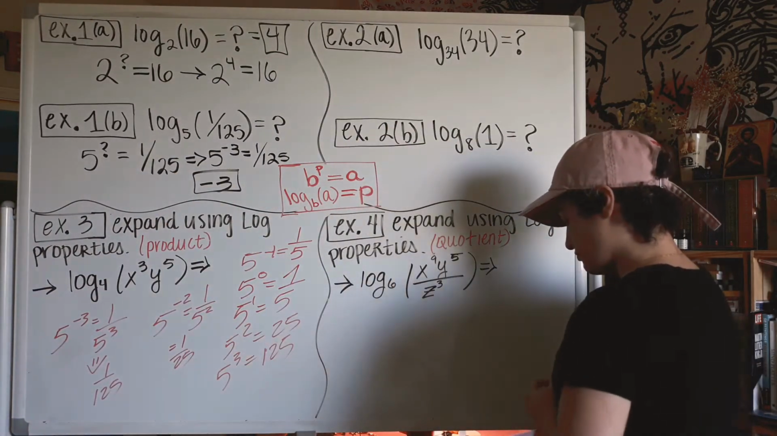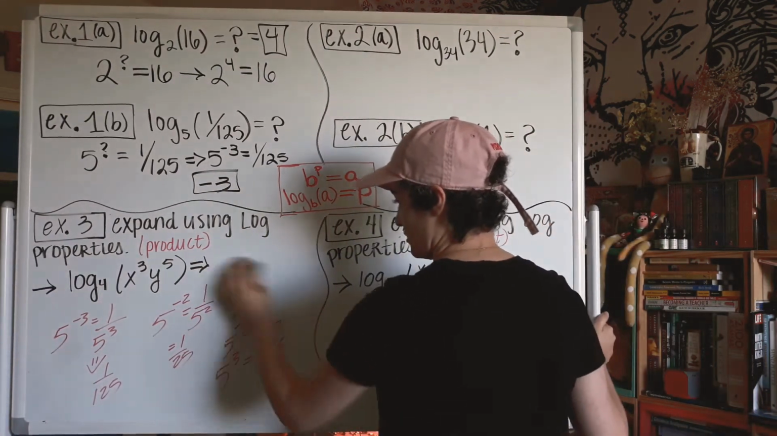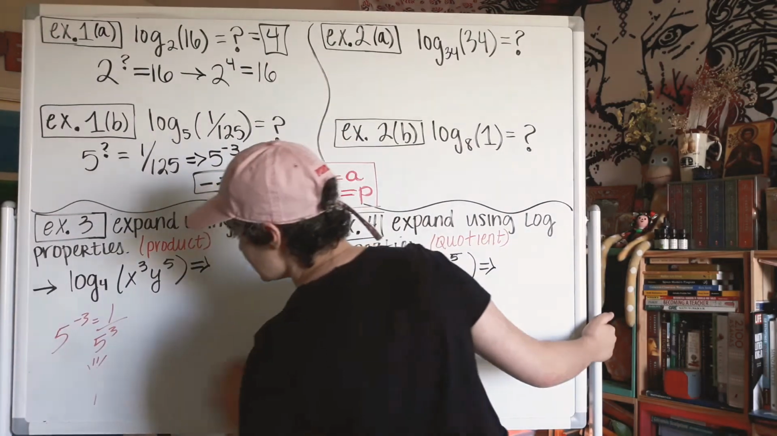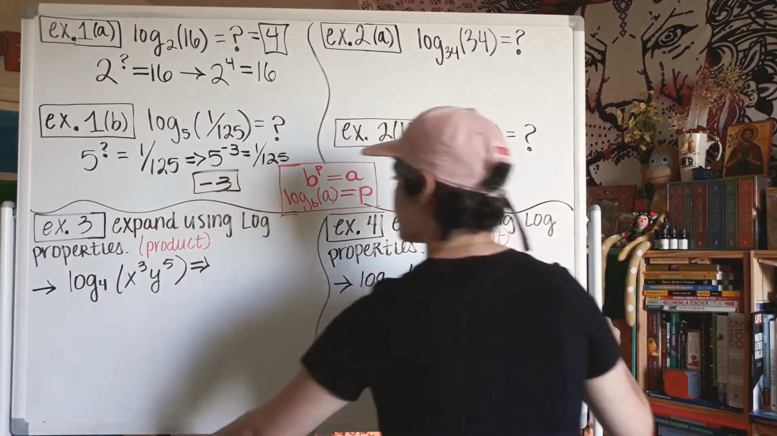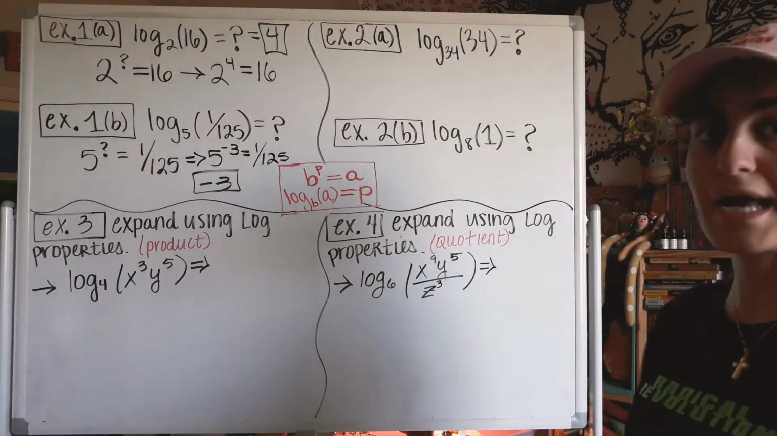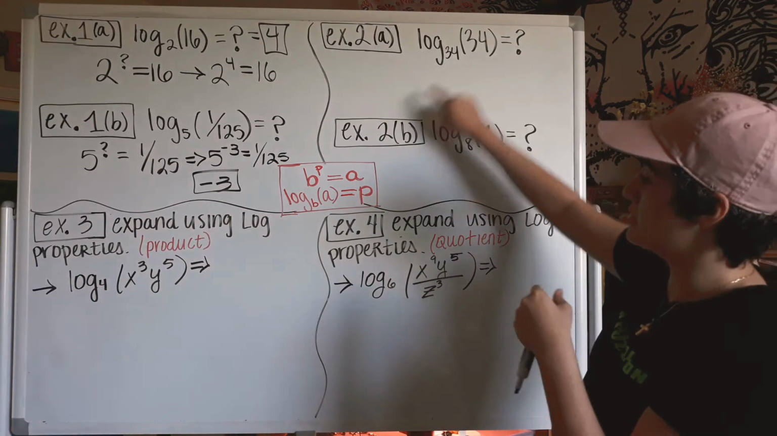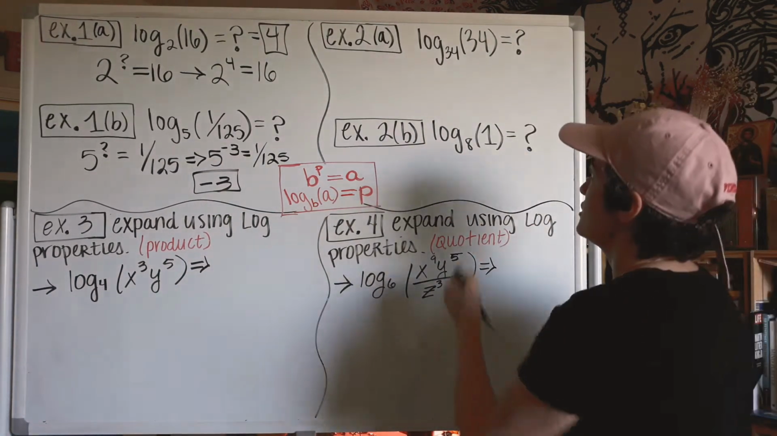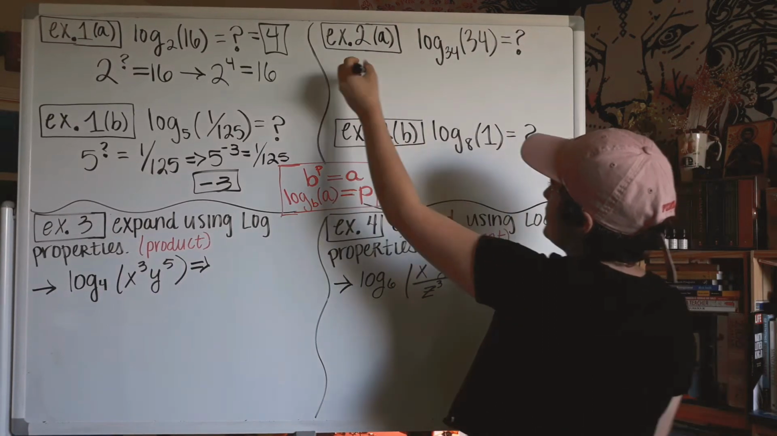Let me go ahead and erase this. So it is good to know your exponents, how they work. Let's talk about example 2a. So 2a, I'm going to rewrite this in the form of BPA. So the log base 34, answer 34, what exponent do I need?